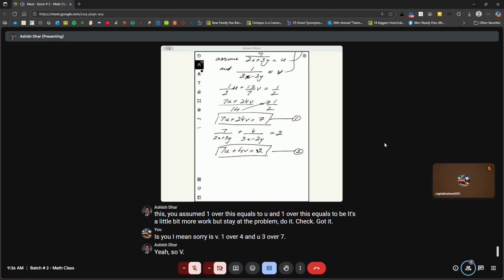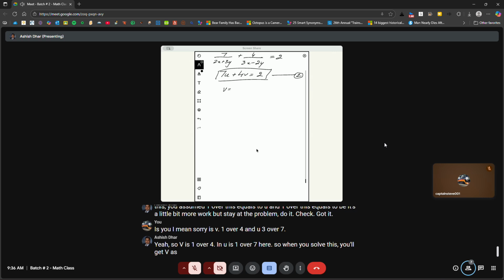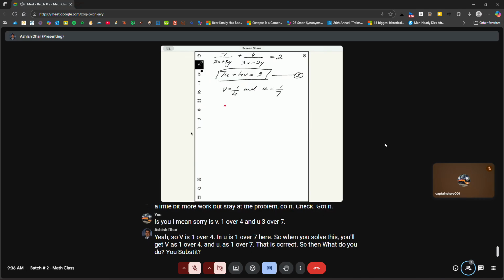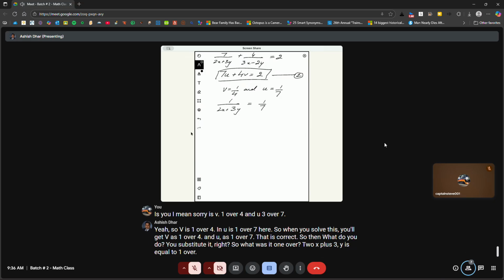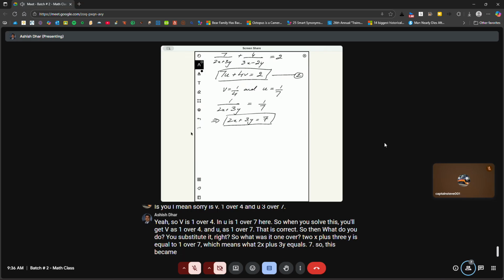So V is 1 over 4 and U is 1 over 7. When you solve this, you'll get V as 1 over 4 and U as 1 over 7. That is correct. So then you substitute it, right? What was it? 1 over 2x plus 3y is equal to 1 over 7, which means 2x plus 3y equals 7. So this became your first equation.